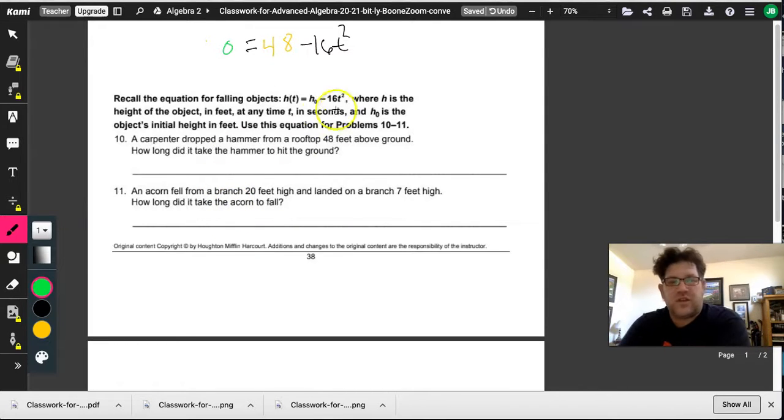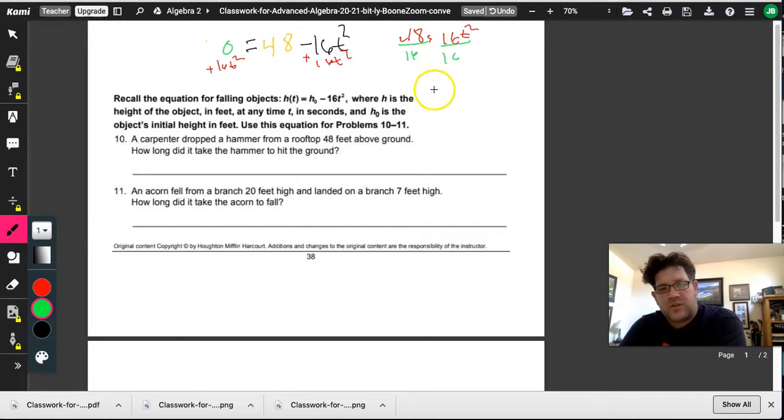Now we're going to solve it, and it's pretty easy. Well, you know what? I'll solve this one so you can see how it works. So what I'm going to do is take this piece and move it to the other side. So we get 48 equals 16t squared. Okay? Then I'm going to divide both sides by 16. I think it's 3. 16 times 3, 3 times 6 is 18. Yep, 48. So we get 3 equals t squared.